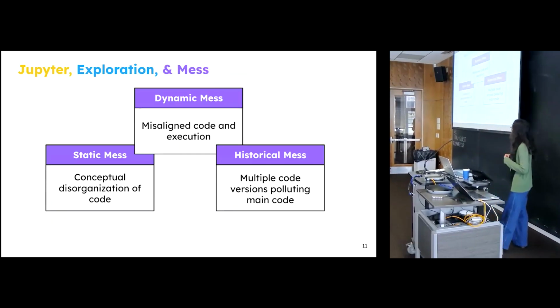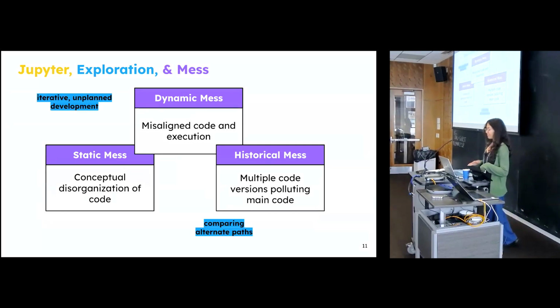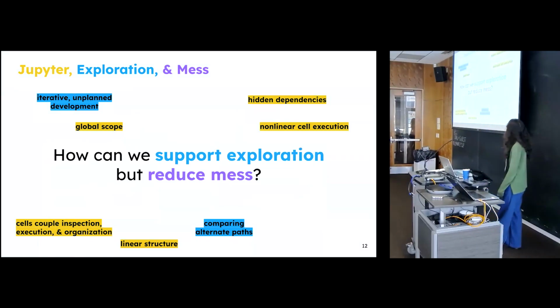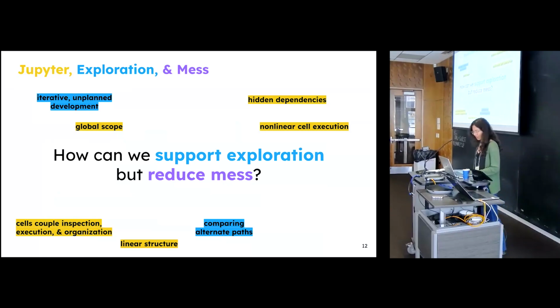So what are the underlying causes of messes? To some extent, mess is inherent to the work that happens in Jupyter, because a lot of Jupyter work is exploratory. So it's iterative and unplanned. It requires comparing many alternate paths. And so we don't really want to get rid of this mess or this opportunity to create these messes. At the same time, some of this mess is exacerbated by specific features of Jupyter's design. So the motivating question for this work is how can you support exploration while reducing these messes that are caused by incidental features of computational notebooks.